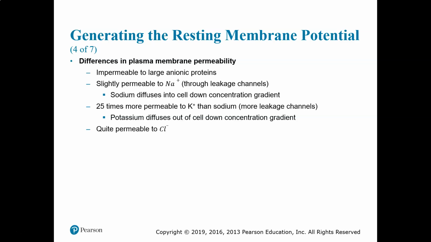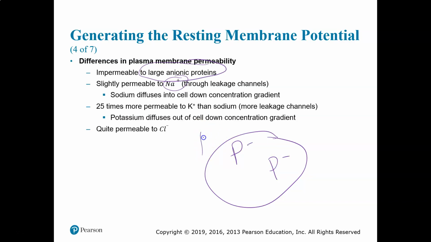Plasma membrane permeability when it's at rest: impermeable to large negatively charged proteins. So they're inside the cell, they're large and negatively charged. Slightly permeable to sodium ions, but not much. And if there are leakage channels for sodium, sodium is going to come in, okay? So we've got our large proteins that have a negative charge. They're all inside here. There's no permeability to those. They can't leave. And then there's these sodium ions, which their concentration is very high outside the cell. There are a few channels that allow the sodium to come in, but not very many.